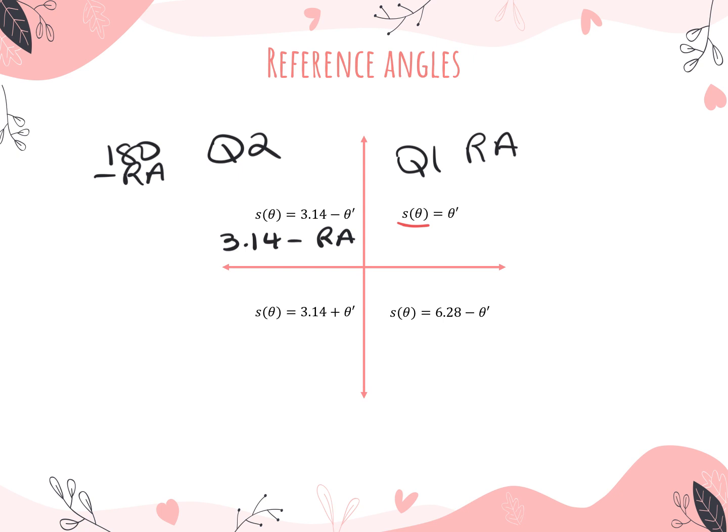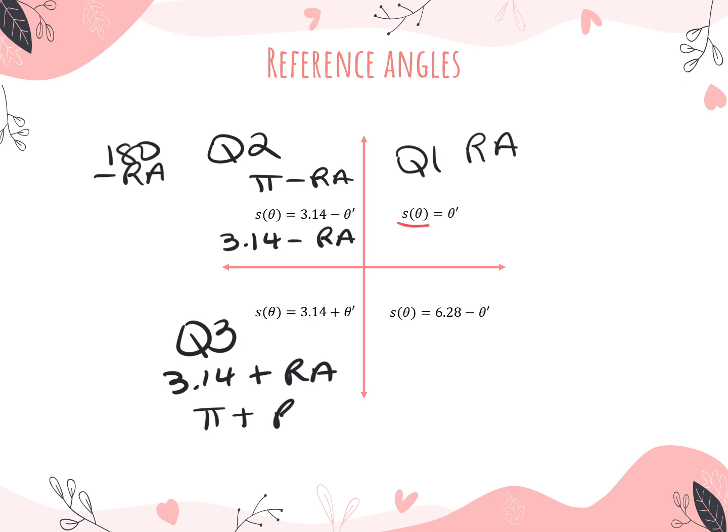So we're going to approximate pi. So really what we're doing is pi minus the reference angle. If you get a question like this on an SAT, they may expect you to use your pi button. But what we're going to do is we'll just use 3.14. And in quadrant 2, that was the formula, 3.14 minus the reference angle. In quadrant 3, to find the angle measure, we're going to do 3.14 plus the reference angle. Or in other words, pi plus the reference angle that you get from quadrant 1.